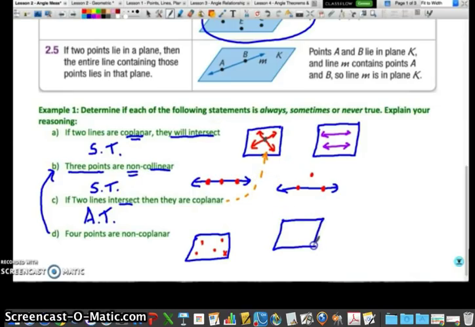but we might have a different example where we have 3 of the points defining a plane. So we'll have plane Y, we have 3 points that are non-collinear, so they've got 2 different dimensions or directions. And then we have our 4th point, which lies above or below the plane, and this is an instance in which 4 points might be non-coplanar. This is an instance in which 4 points are coplanar, and so this statement would be sometimes true.